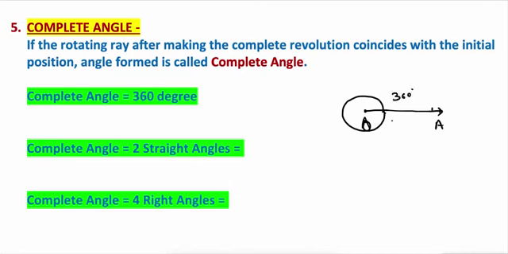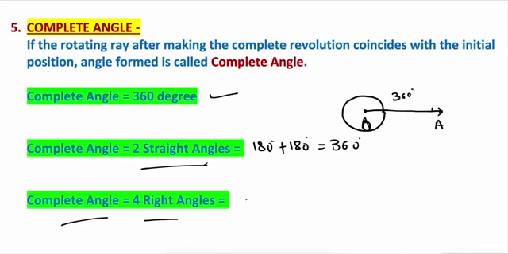So a complete angle is 360 degrees, which is equal to two straight angles, that is 180 degrees plus 180 degrees, equal to 360 degrees. A complete angle is also equal to four right angles, because 90 plus 90 plus 90 plus 90 is equal to 360 degrees. So it will start from here.